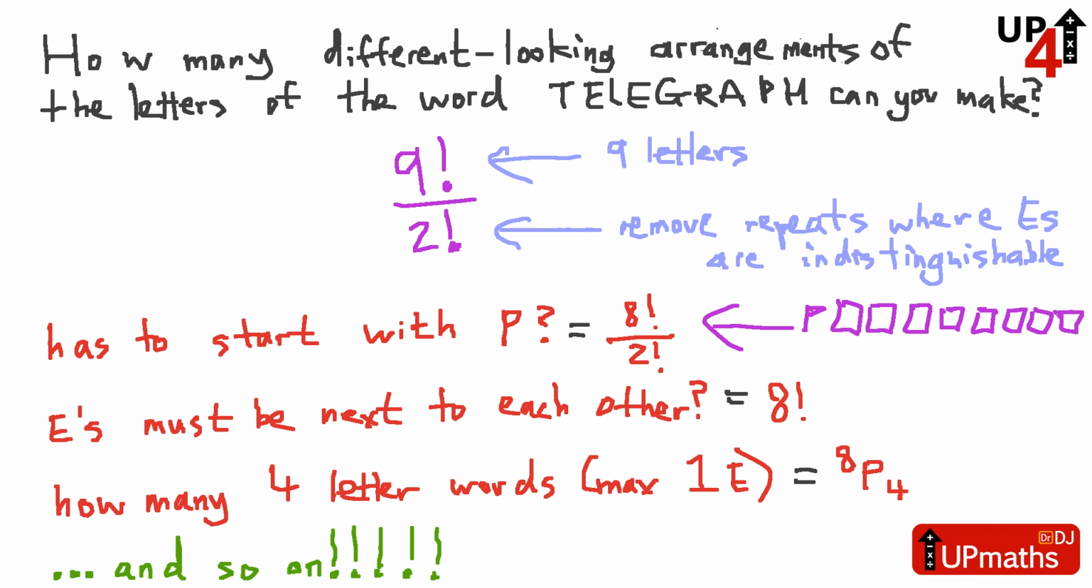There we go. What if the e's have to be next to each other? There's a trick to this. You treat the e's as a single letter, which then means the answer is just 8 factorial, because then there's 8 letters. How many 4-letter words could you make? And let's assume you can have a maximum of 1 e per word. Well then you've got 8 possible letters, and you're trying to find the number of permutations which have 4. And so on.